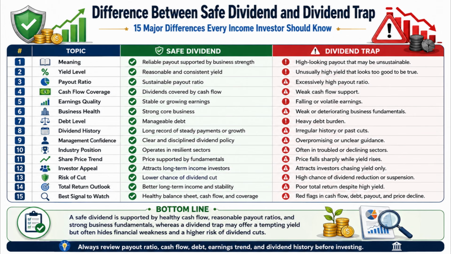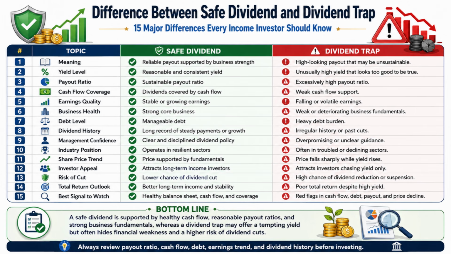In this video, we will discuss the difference between safe dividend and dividend trap, so that you can better understand which dividend-paying investments may offer reliable income and which ones may only look attractive on the surface. Number 1. A safe dividend is a reliable payout supported by business strength, whereas a dividend trap is a high-looking payout that may actually be unsustainable.